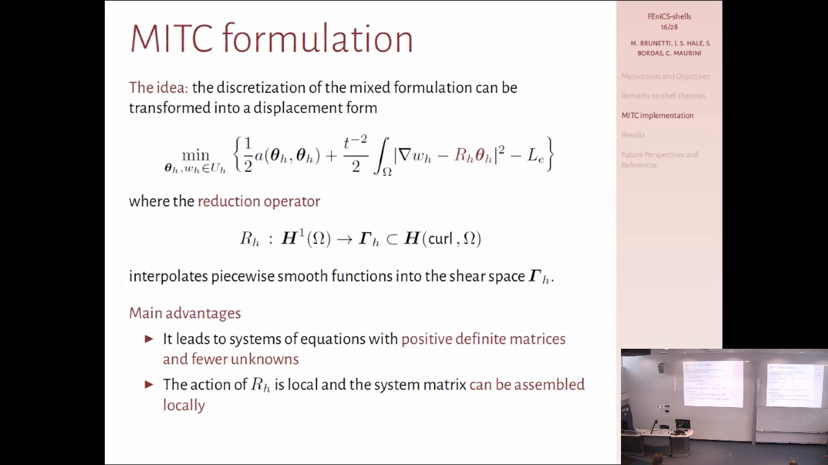The main idea with the MITC formulation is to recognize that the discretization of the mixed formulation can actually be transformed into a displacement form in which we have the bending contribution, which is unaffected by this transformation, and the shearing contribution, in which appears a reduced rotation, where R is a reduction operator which links the H1 space to the space of the shearing strain and interpolates piecewise smooth functions into the shear space. And the main advantages of this formulation are that it leads to a system of equations with positive definite matrices and fewer unknowns, and that this reduction operator is local and the system matrix can be assembled at the local level.